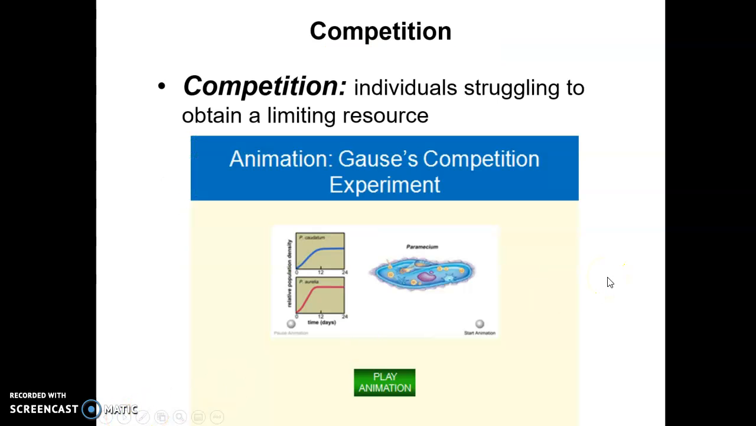So competition is when individuals from 2 different species struggle to obtain a limiting resource. So they compete with one another for that resource.